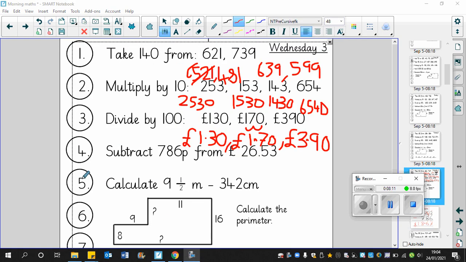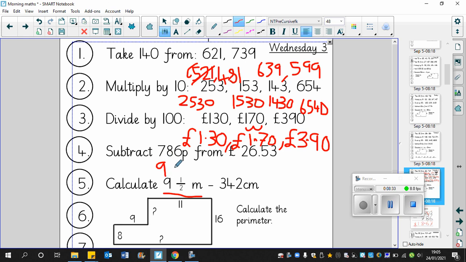Okay, back to question number 5. Calculate 9.5 meters, take away 342 centimeters. So these are getting harder and harder each week. Anyway, let's start with the meters. First thing we've got to do is convert all of that into centimeters. 9 meters is of course 900 centimeters.